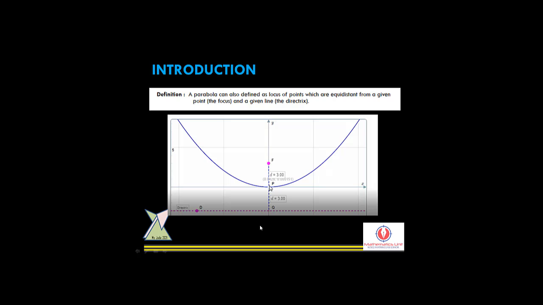For example, look at this diagram. This is the curve of a parabola, which we can call open upward. It can open downward, it can open to the left, and it can also open to the right. How do we know that it's a locus? We can take a look at the following video.